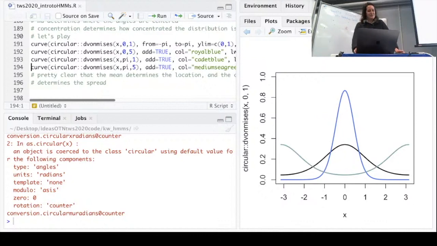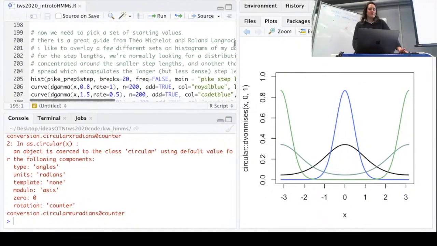In this next one, I've changed the mean, and so now it's centered at pi. Because we're centering the graph at 0, it's going to look weird, right? It's going to look like it cuts off, but it doesn't because it's a wrapped distribution. So it just keeps going around and around, basically. So I've centered it at pi, and again, we have that lower concentration, and then that higher concentration.